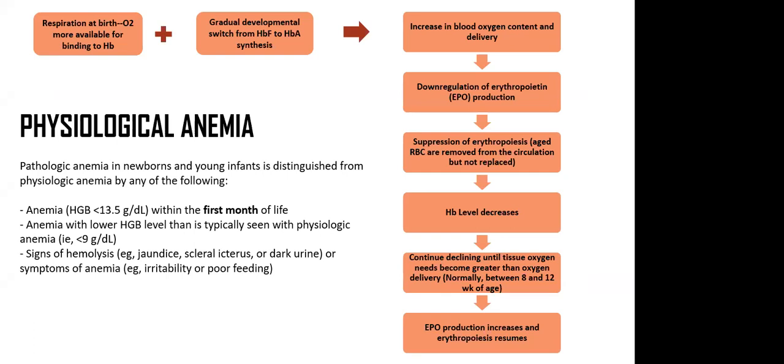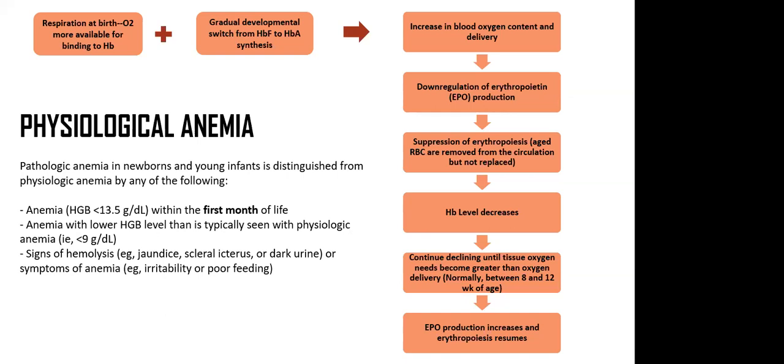This is normal, and it is the most common cause of anemia in young infants. What happens in physiological anemia is that at birth, during respiration, oxygen becomes more available for binding to hemoglobin. Also, the normal developmental switch from fetal to adult hemoglobin synthesis replaces the high oxygen affinity fetal hemoglobin with low oxygen affinity adult hemoglobin, which can deliver a greater fraction of hemoglobin-bound oxygen to the tissue. Therefore, immediately after birth, the increase in blood oxygen content and tissue oxygen delivery downregulates erythropoietic production, so that erythropoiesis is suppressed.